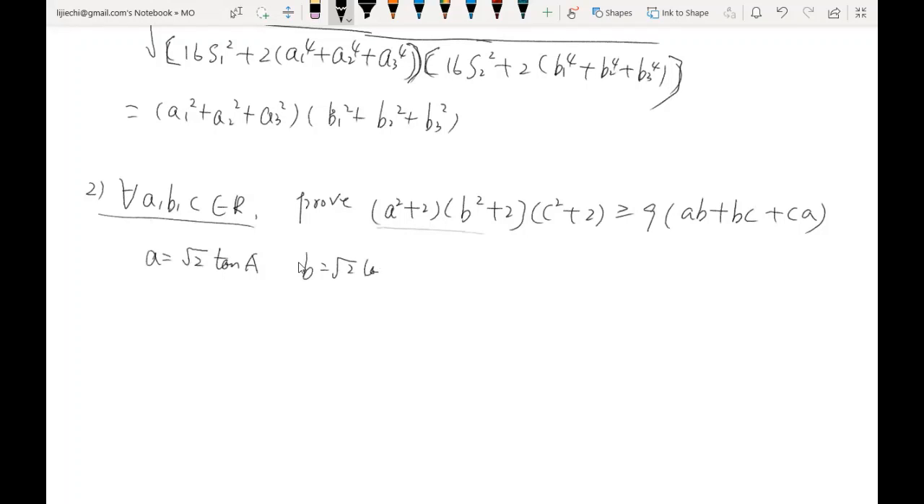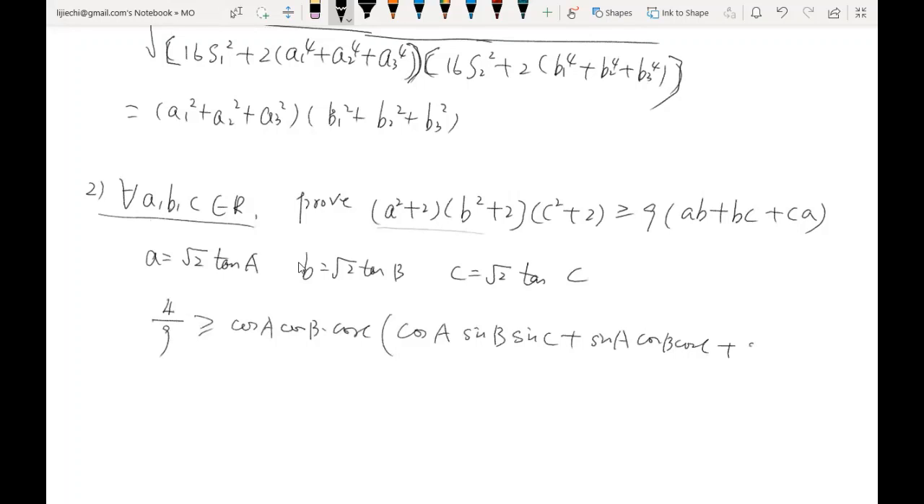and B equals square root 2 tangent B, and C equals square root 2 tangent C. Now, if we do this, the whole left side is just secant square. You can multiply to the right side and leave the constant on one side. So you get 4 over 9, equivalent to proving this one. That's tangents of cosine: cosine A, cosine B, cosine C. We already multiplied them in. So you get cosine A sine B sine C, plus sine A cosine B sine C, plus sine A sine B cosine C.